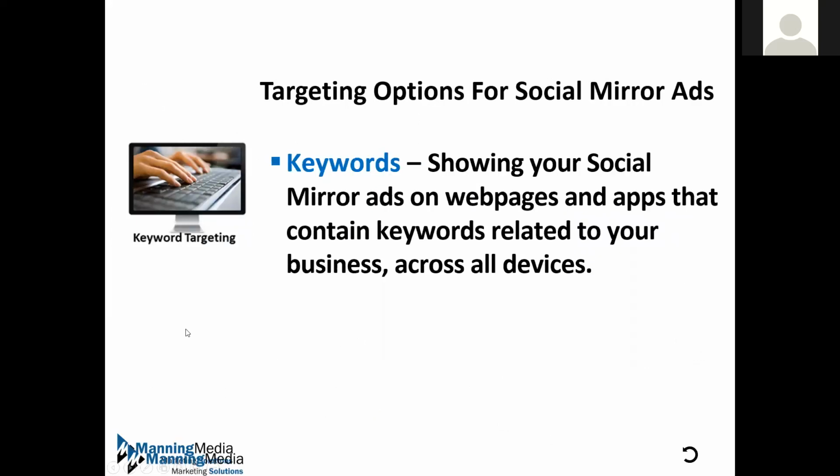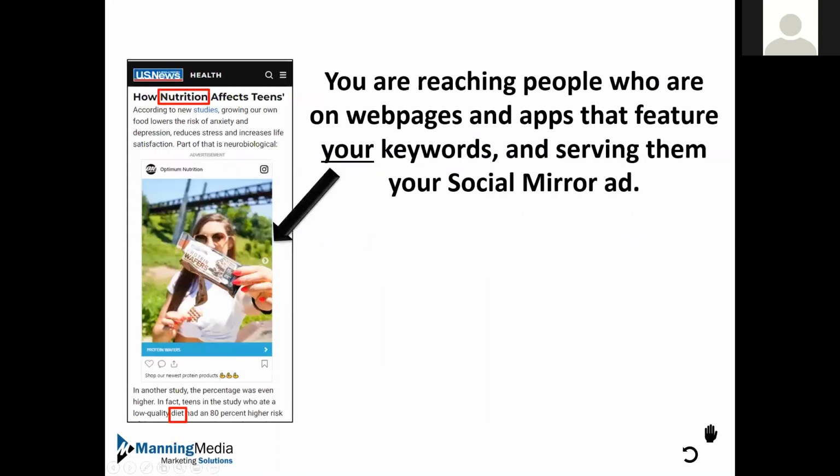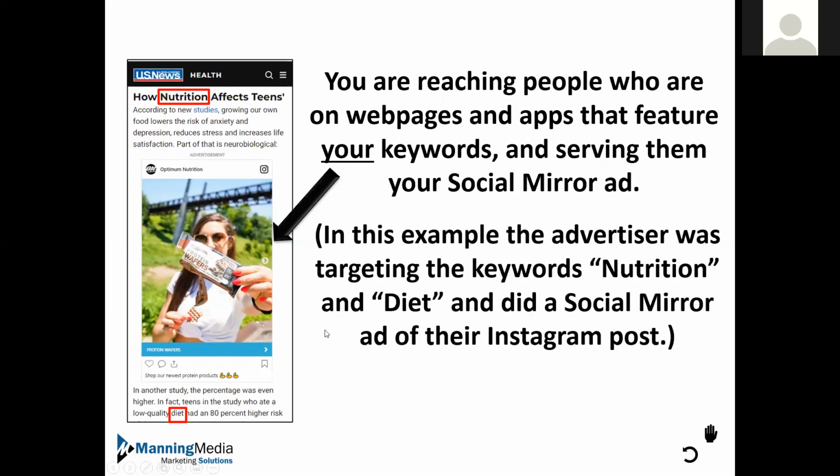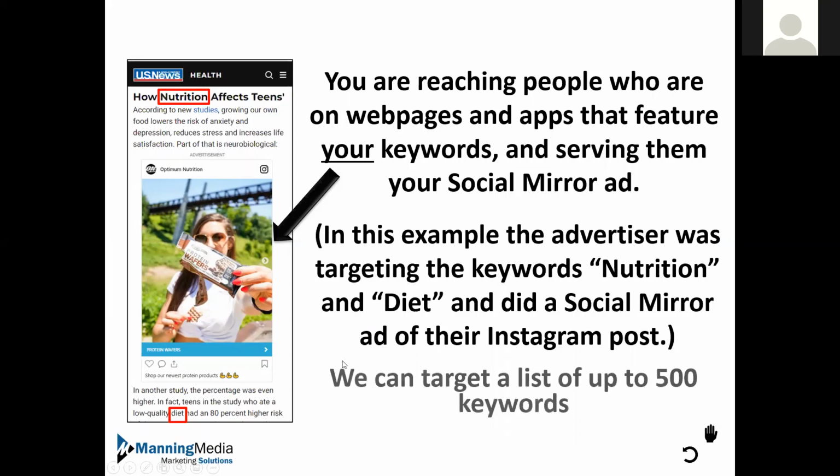So showing their social mirror ad on websites and apps that contain keywords that are relative to your business, and again, going across all devices. So we're reaching people who are on web pages and apps that feature your keywords, and we serve them a social mirror ad. You remember the example of the young lady. Nutrition was a keyword based upon her online behavior. Diet would be another. So we want to use those particular keywords to target this social mirror ad for this particular product. It's a protein product. And we can utilize up to 500 keywords and phrases.